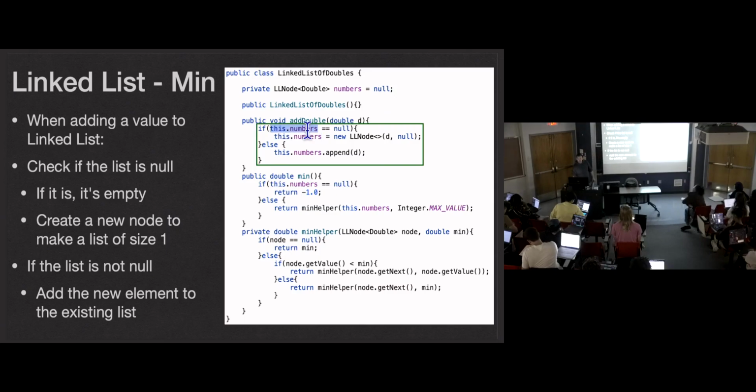And then if numbers is not null, well, we have an append method. We're just going to append. This is what your add rating method should look like, just like this add double, paralleling the homework. The min method doesn't as much, but kind of does. But add double, this is your add rating method. Check for null, that's your empty list. Create a new one of size 1. Otherwise, I gave you the append method. It's in the handout code. Just call it.